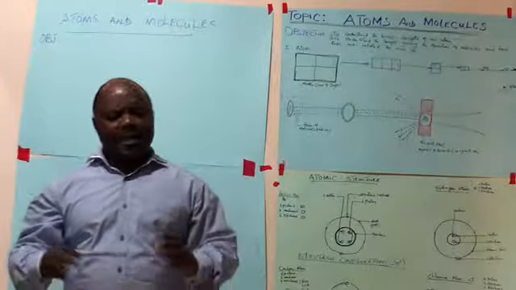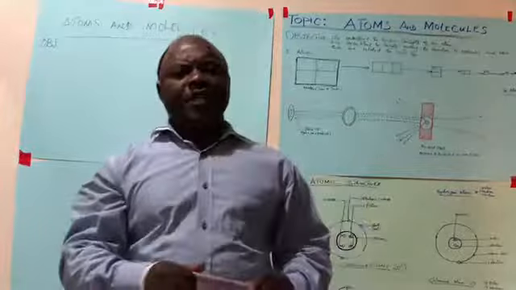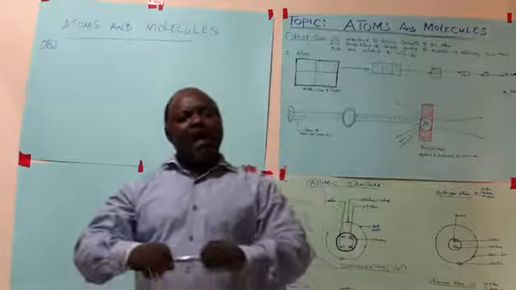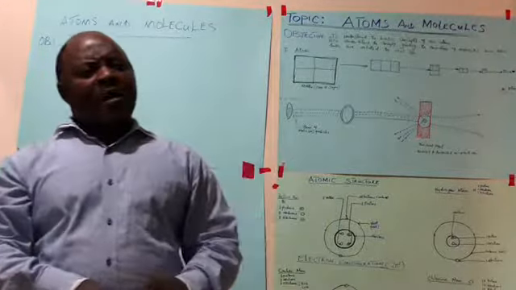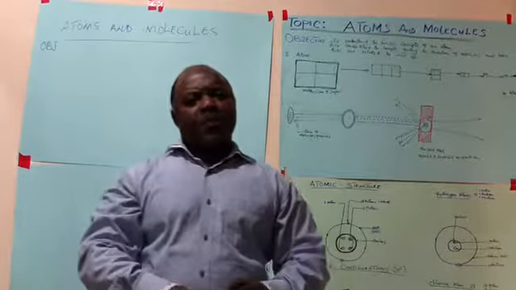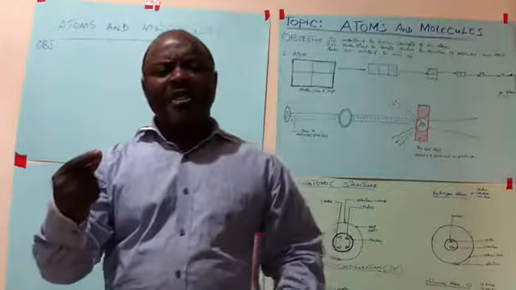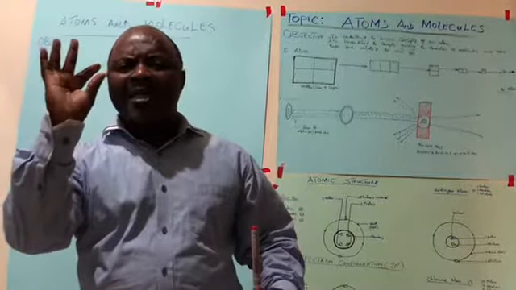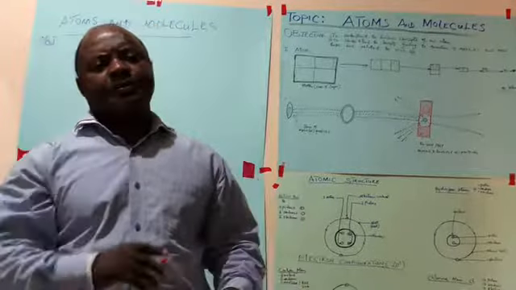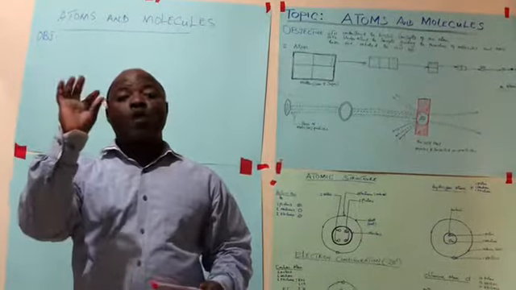There was a scientist called John Dalton. He carried out an experiment on matter to understand what matter was made up of. He chopped up a small piece of substance into the smallest part, and he realized that that part was indivisible again. And he concluded that that part was an atom.